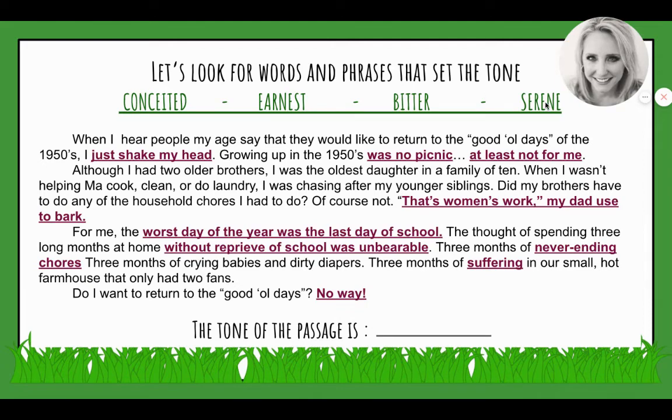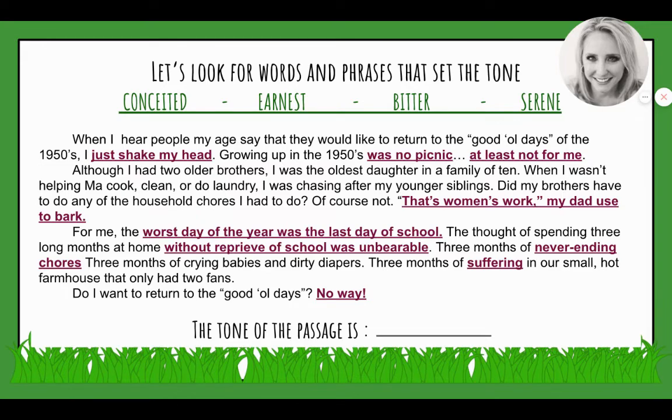Remember, serene means peaceful. There's nothing peaceful about this. I mean, she was, or he was, or she was, sorry, it was definitely a girl. Sorry about that. Because we know that because it's the women's work. And I was the oldest daughter in the family of 10. But when she was listing all of her jobs, and then she said that the last day of school was the worst day, I can imagine that some of you compared that in your own head to yourself, and you're like, that's the best day, right?